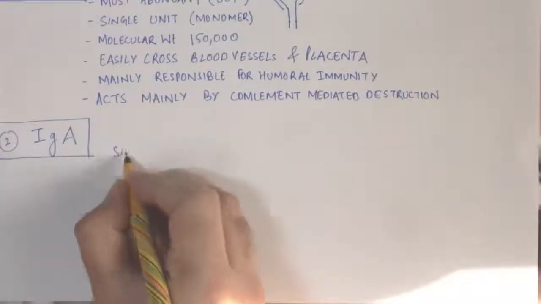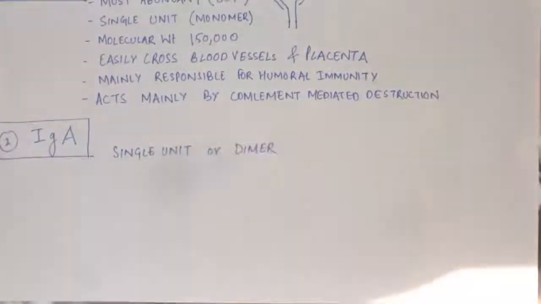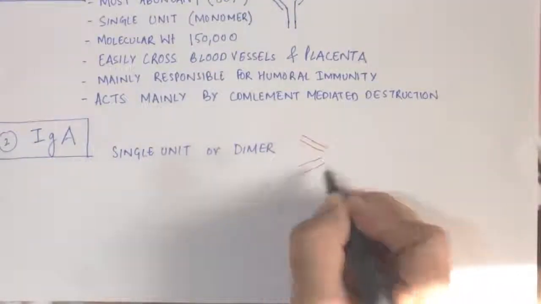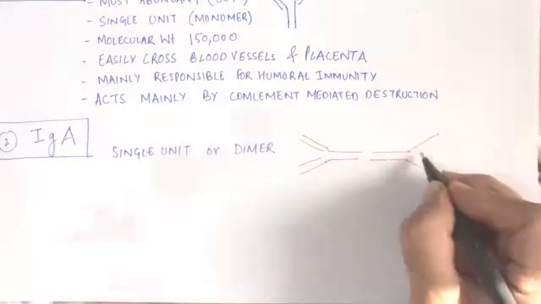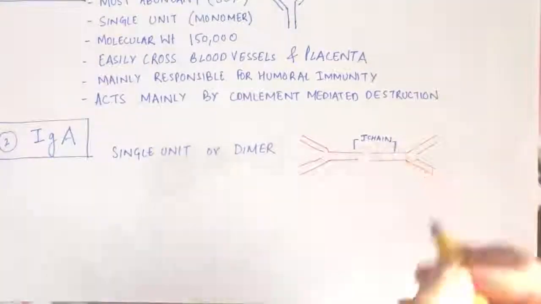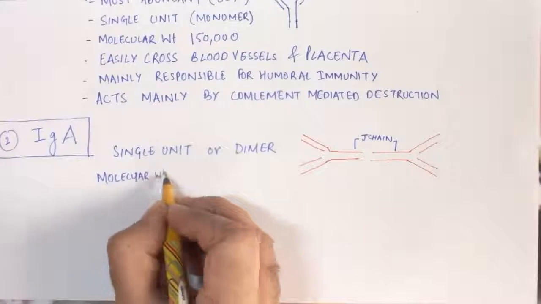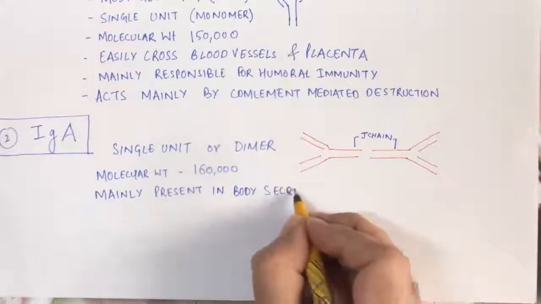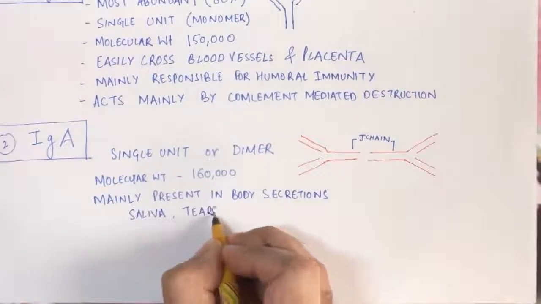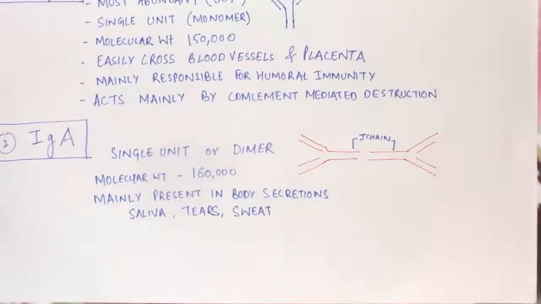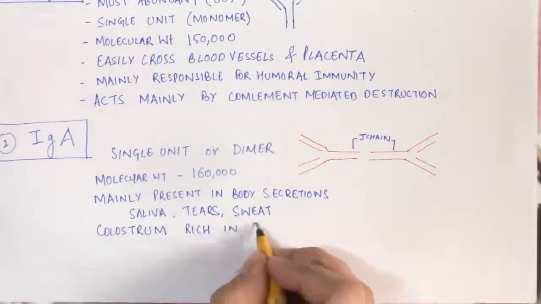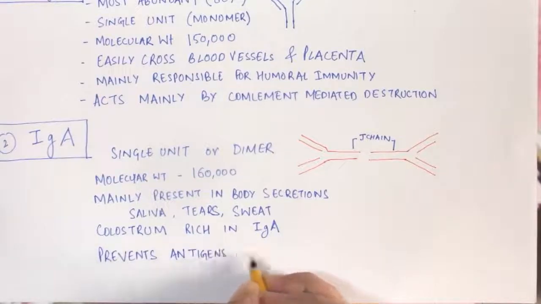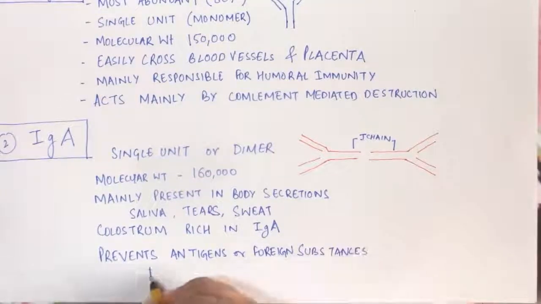Now talking about the IgA, this can exist as a single unit or a dimer. When it exists as a dimer, it consists of 2 antibodies which are joined together by a J chain polymer. The molecular weight of the IgA is 160,000, and it is mainly present in the body secretions like saliva, tears, sweat, etc. Since it is present in the various secretions, immunoglobulin A prevents various types of antigens from entering the cells of the human body.